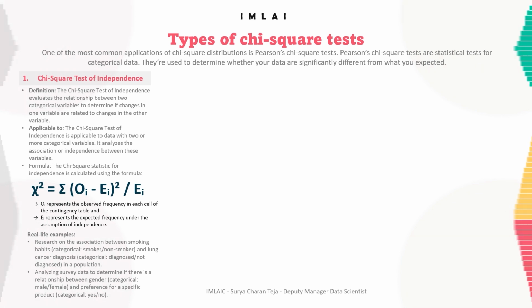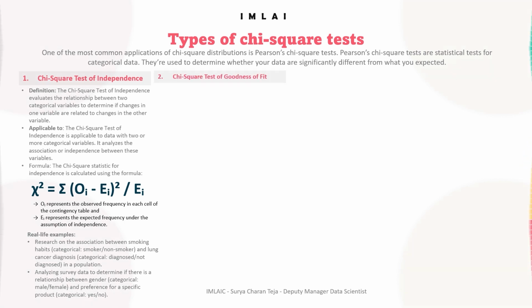So this is the chi-square test of independence. What we have next is the chi-square test of goodness of fit. The chi-square test of goodness of fit is a statistical test used to determine whether observed categorical data fits a specific theoretical distribution or expected frequencies. It compares the observed frequencies with the expected frequencies based on a hypothesized distribution.